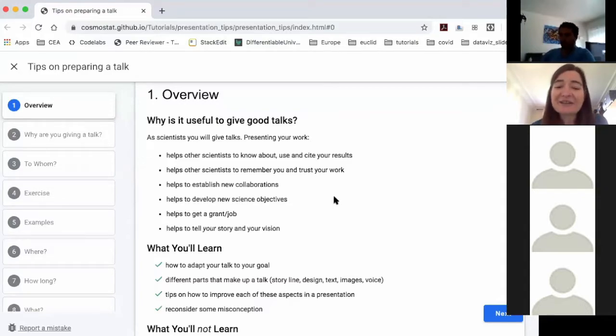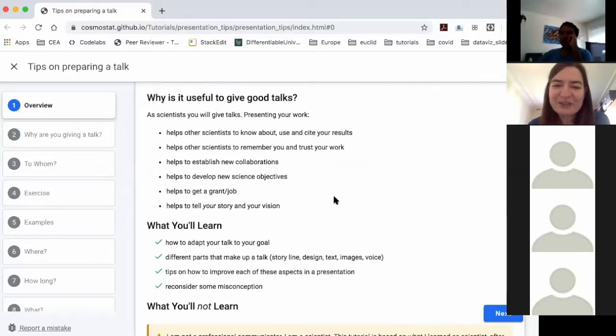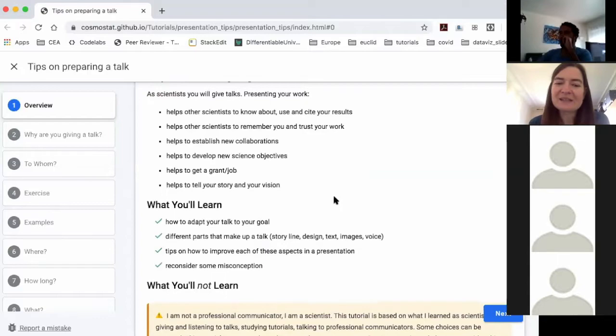It will help other scientists to know about your work, about your results, to trust you and your work more, and also to cite your papers. It will help through that to establish new collaborations and maybe develop through that new science objectives. It will help very concretely to get a job, and if you get a job, maybe to get a grant after that. So it will also be your opportunity to tell your story and your vision of science.